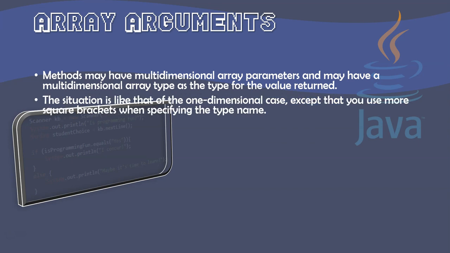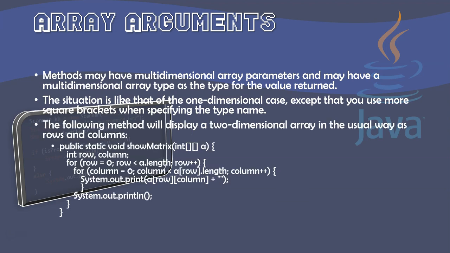The situation we're describing is like that of our one-dimensional case, where we can plug in an array into a parameter, except that you use more square brackets when you're specifying the type name. So for example, the following method would display a two-dimensional array in the usual way of rows and columns.